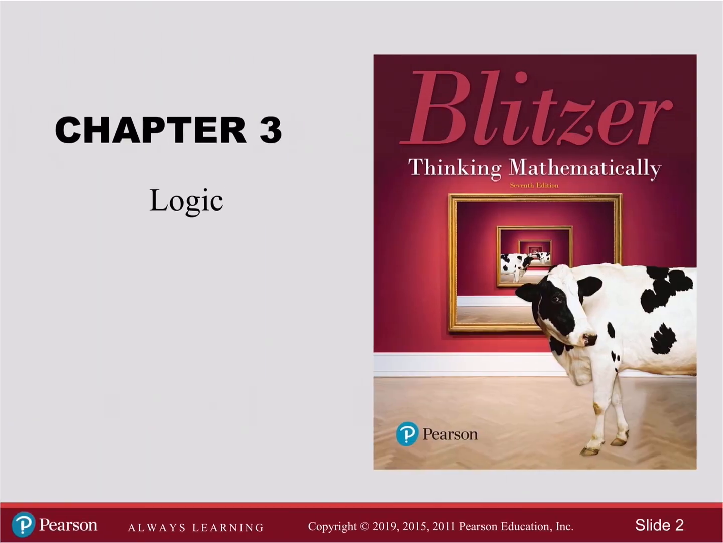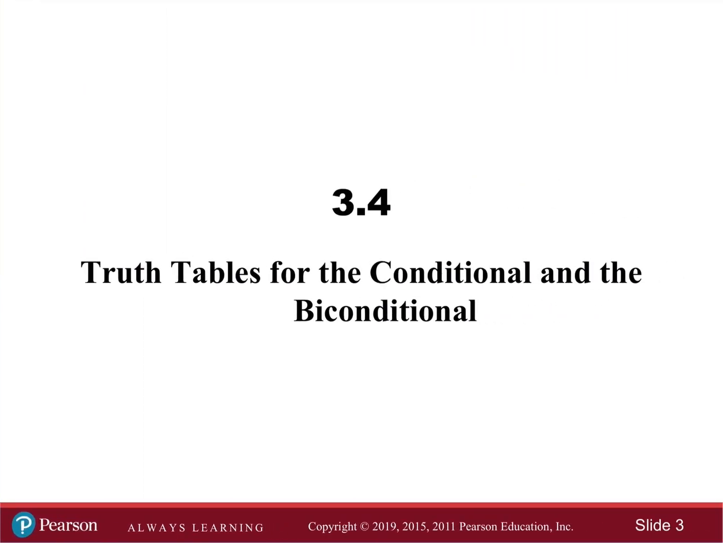All right, and we're working on Chapter 3, Logic. This is the Blitzer Thinking Mathematically, published by Pearson. So yeah, let's continue with Chapter 3. And here we're going to be working on section 3.4, truth tables for the conditional and the biconditional.